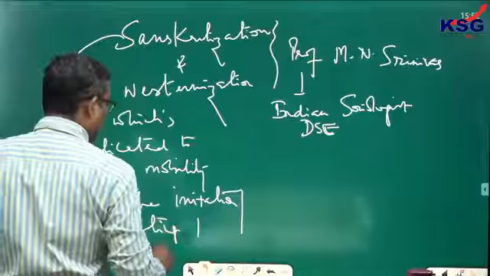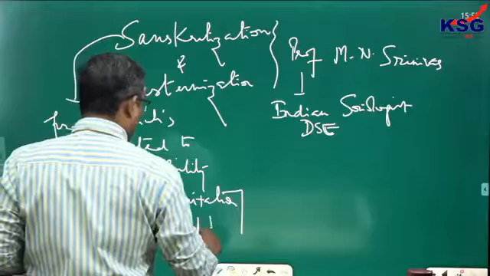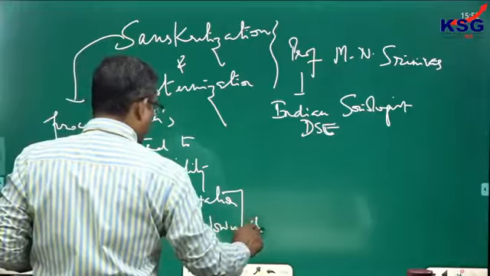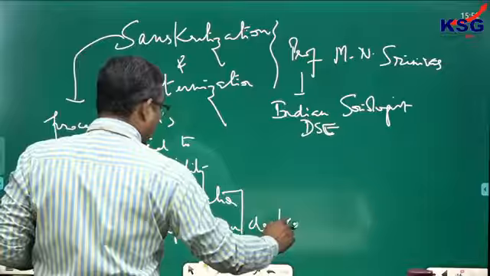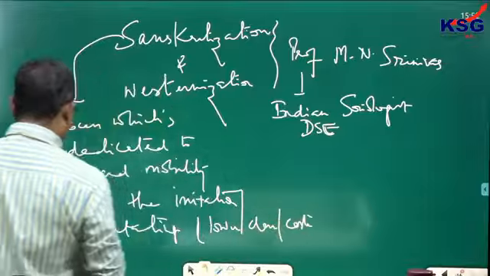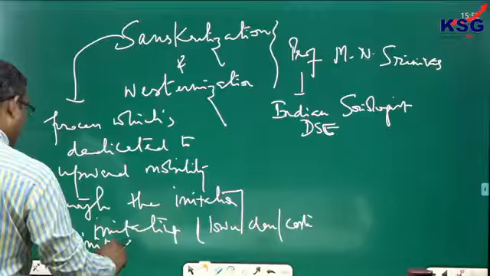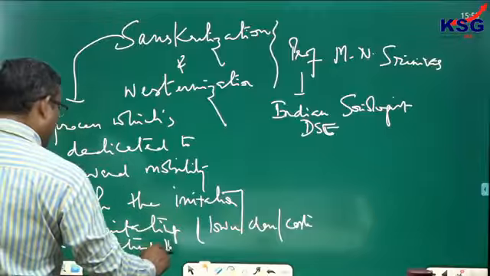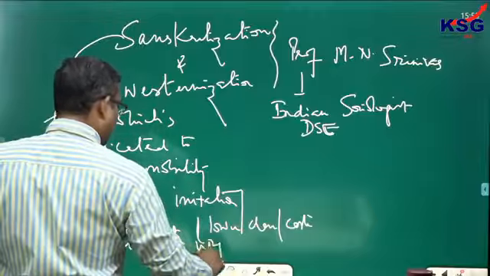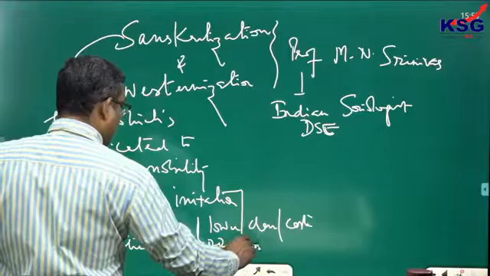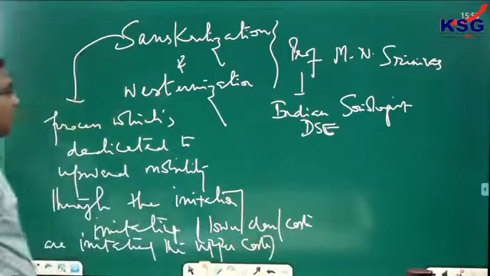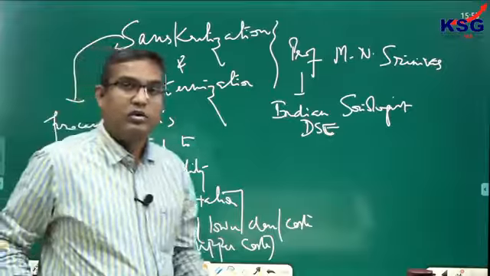In this, what do they do? The lower class and caste are imitating the upper class or upper caste. This is the concept of Sanskritization. Understand this.